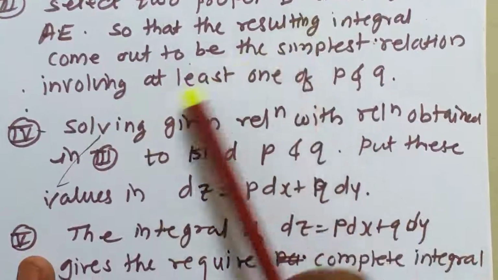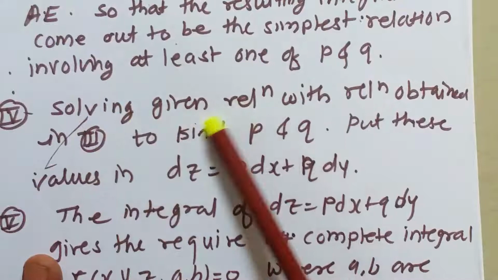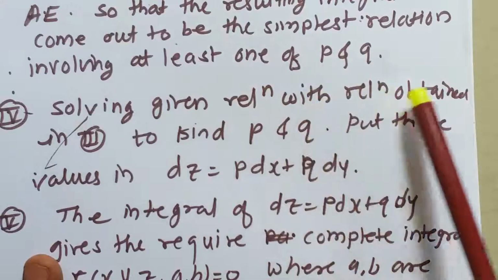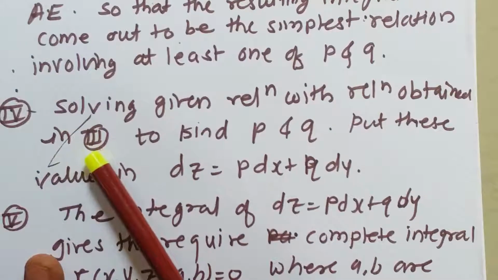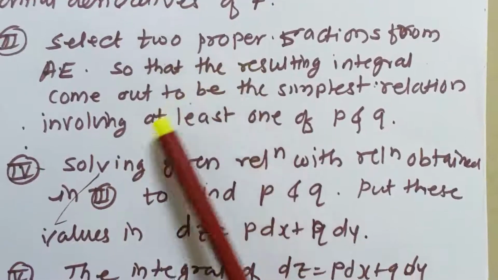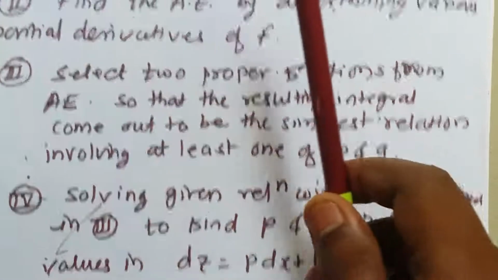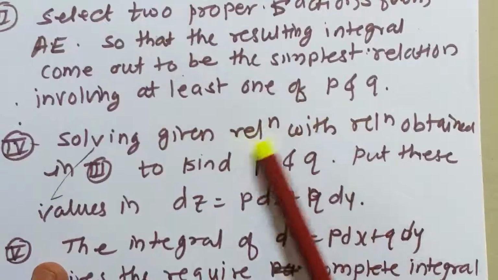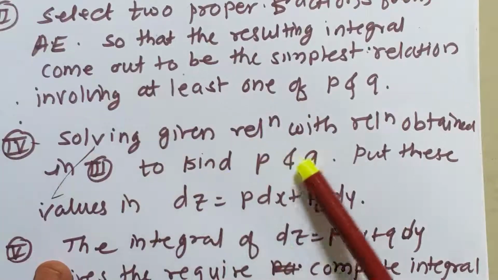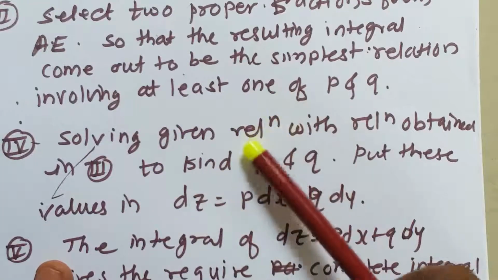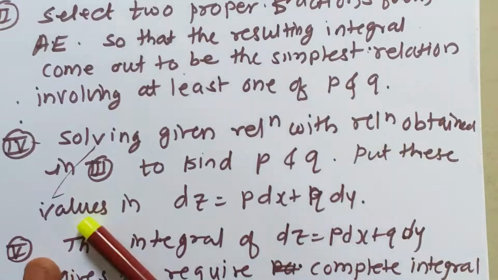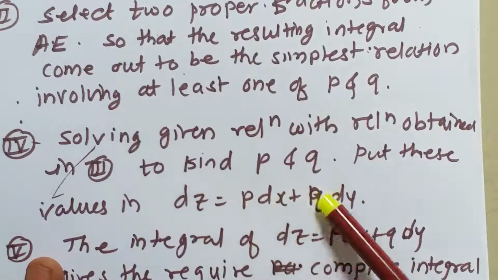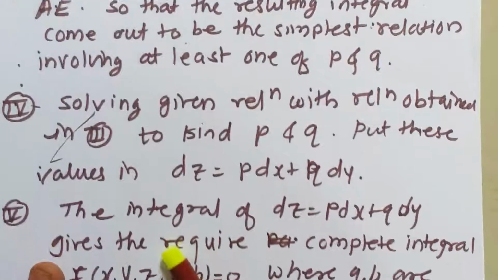Then after obtaining that relation, solve it with the given relation, the original equation. By solving them together, we can determine the values of p and q. Okay, we are going to determine p and q and put these values of p and q in the equation dz equal to p dx plus q dy. That is what we have discussed just now.